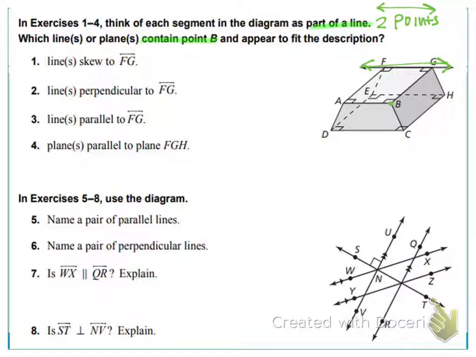Are skew lines on the same plane? They are not. So we don't want anything from the top of the box because FG is a part of the top. And we don't want anything from the back of the box because FG is part of the back. So what line through point B is skew? BC is correct. So BC.